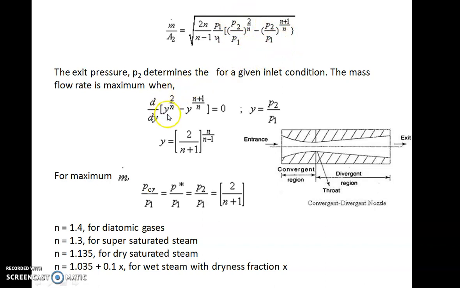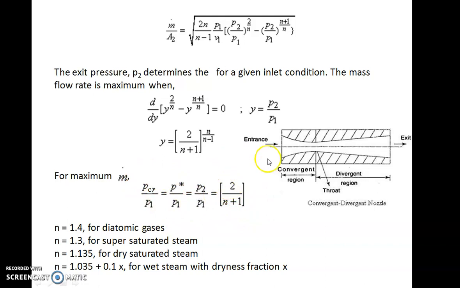So d by dy of y raised to 2 by n minus y raised to n plus 1 upon n is equal to 0. It gives you y is equal to 2 upon n plus 1 raised to n upon n minus 1, where y is nothing but P2 by P1. So you are getting P2 by P1 equal to 2 upon n plus 1 raised to n upon n minus 1. This is the condition for maximum mass flow rate. Here it should be n upon n minus 1. So this is called the critical pressure ratio.